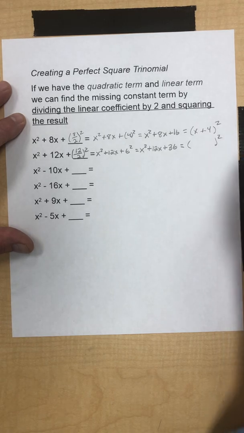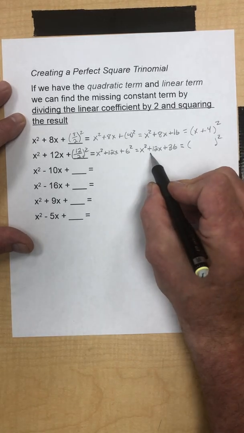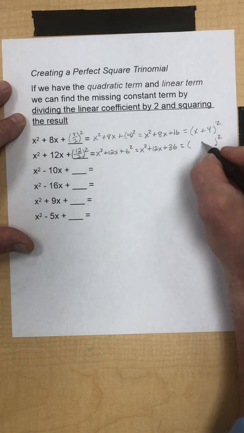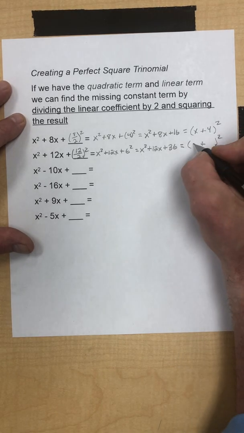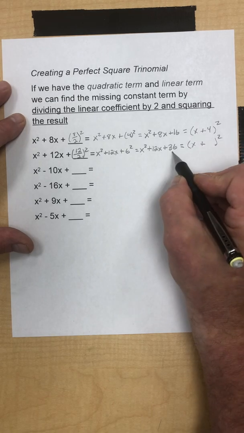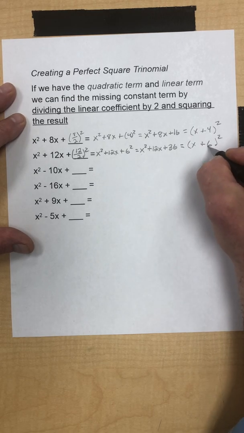Well, it factors into the square of a binomial. Bring the sign of the linear term, the middle term, over, plus. Then you take the square root of the first term, so the square root of x squared is x, and you take the square root of the last term, the square root of 36 is 6.